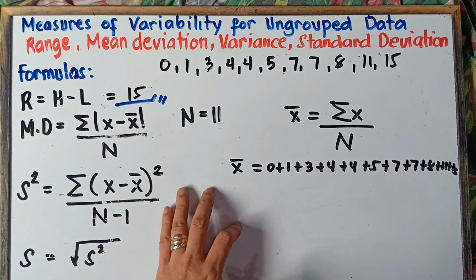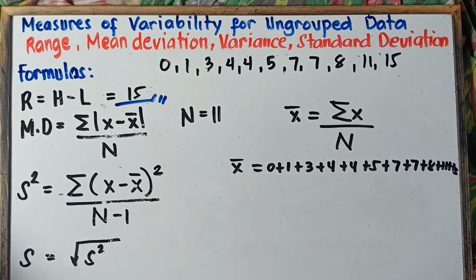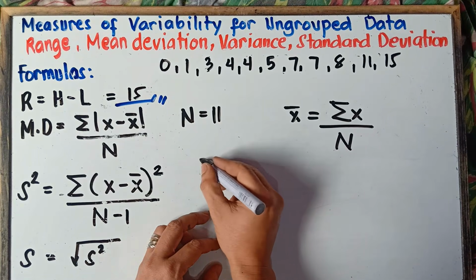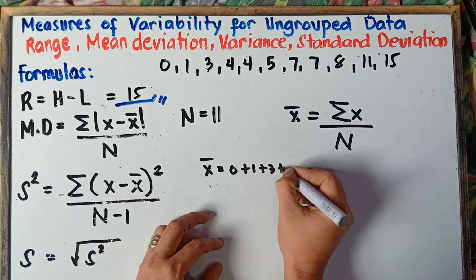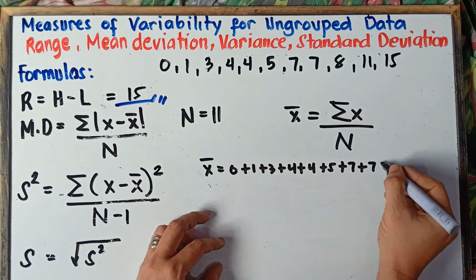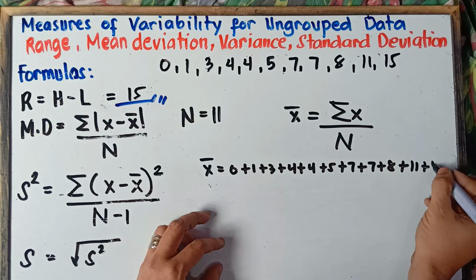We don't have enough space, class. So let me just write it again. Let's do it step by step, class. So x equals 0 plus 1 plus 3 plus 4 plus 4 plus 5 plus 7 plus 7 plus 8 plus 11 and then plus 15.